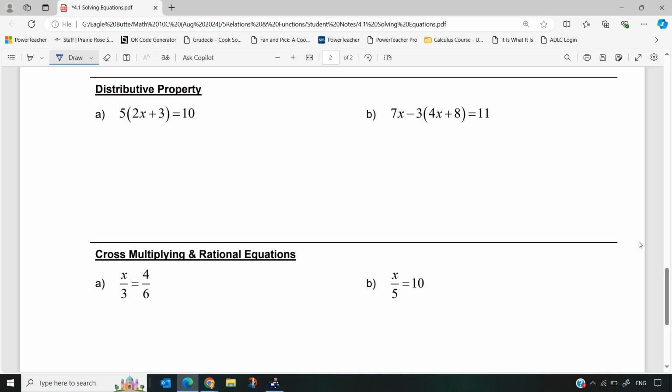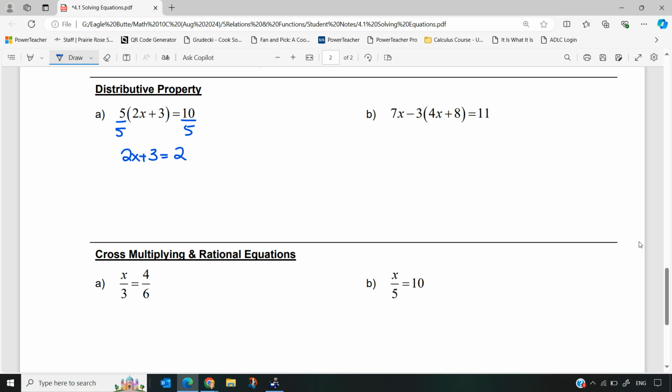For our next section, we're going to take a look at the distributive property. Now, sometimes we can solve an equation without having to use the distributive property if I can divide out a number evenly on both sides. Other times, like with the B example, I'm going to have to use the distributive property. Let's get started. For our first example, we have 5 times (2x plus 3) equals 10. Since 10 is divisible by 5, I can divide by 5 on both sides, meaning there's no need for the distributive property. So I would have 2x plus 3 equals 2.